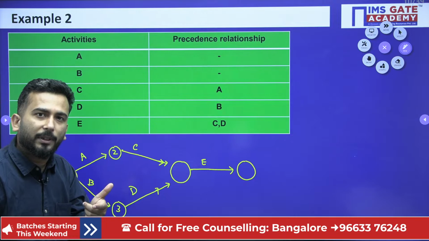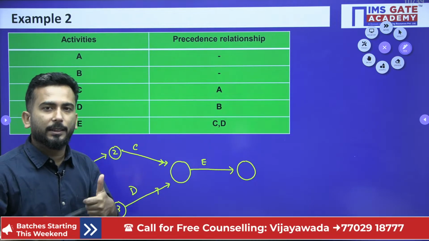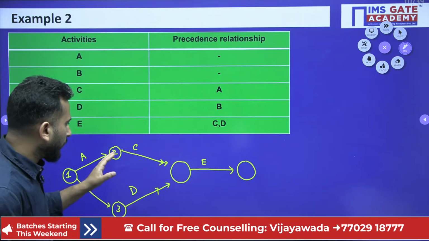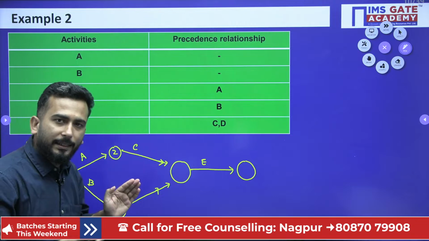You will have a doubt: sir, can I number this 2 and can I number this 3? Yes, it is possible. You can number whatever numbers you like. 2, 3, 2, 3, anything is possible. Fine. Second step is what?